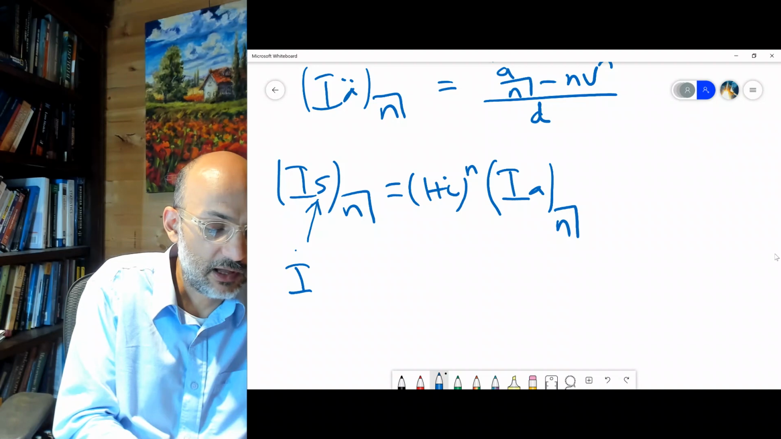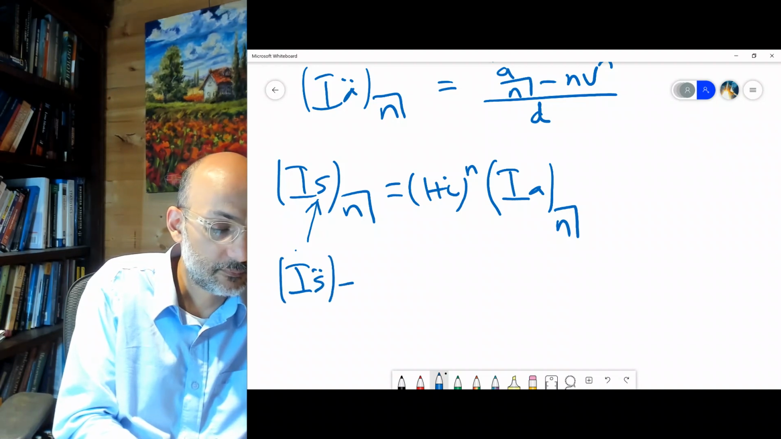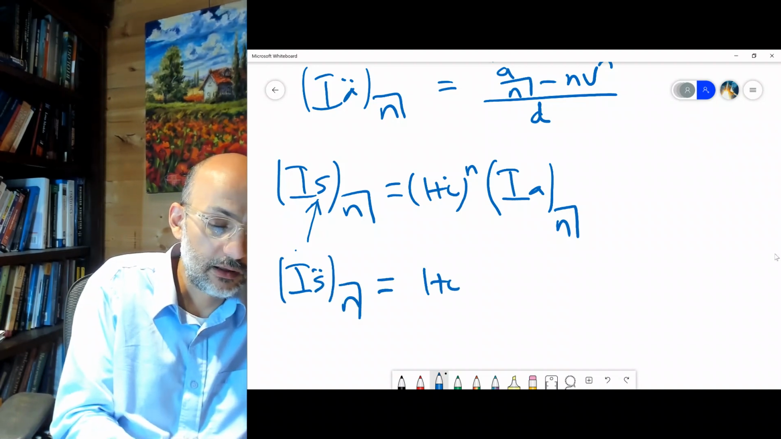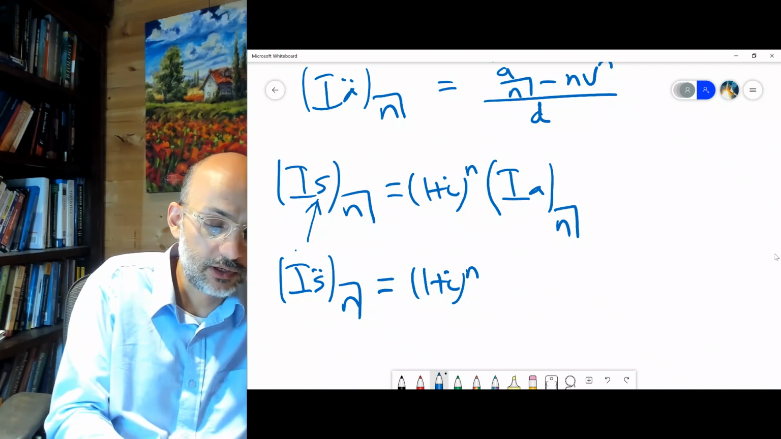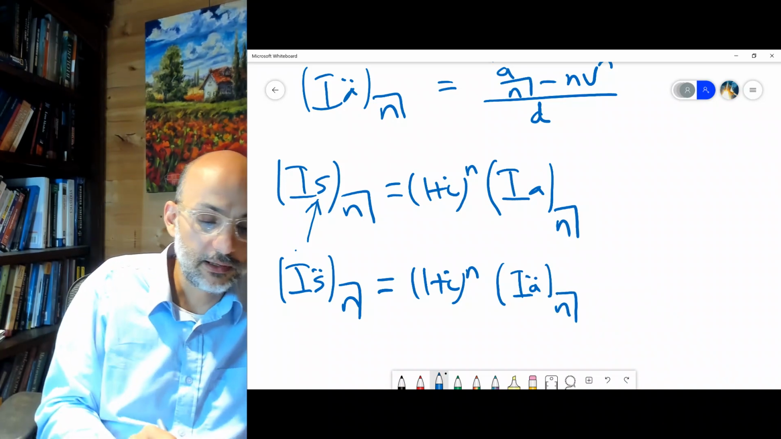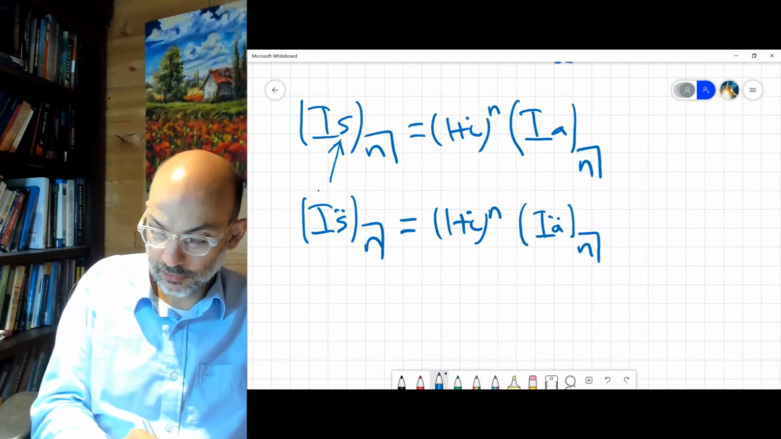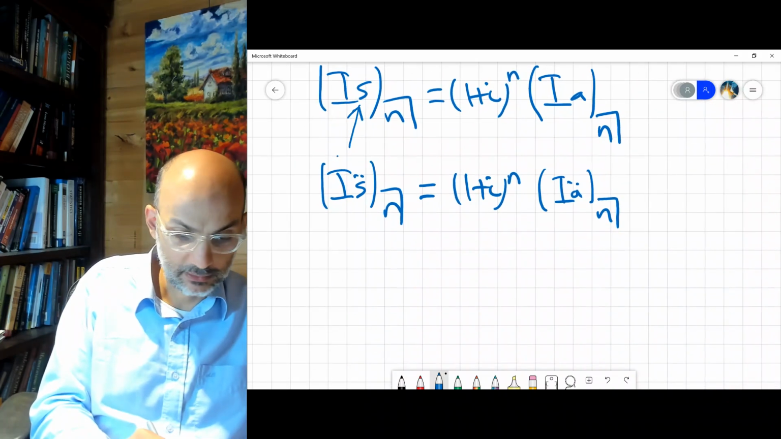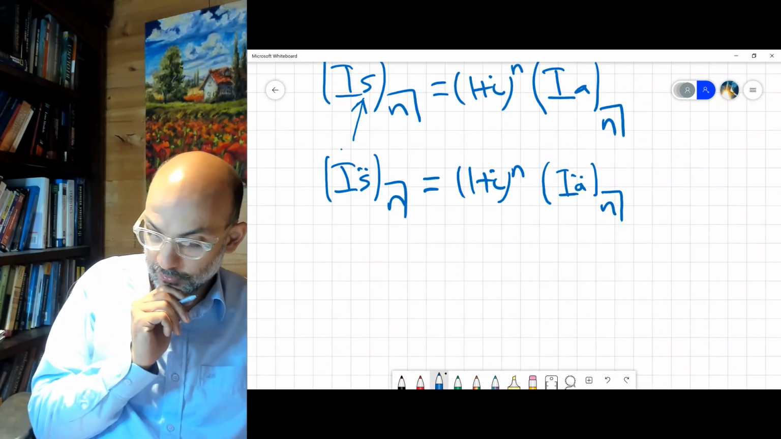What if you wanted the due version? Same, 1 plus i raised to n multiplied by i a angle n. Same logic. There is not much you need to do with these things here. Let's not overkill it.